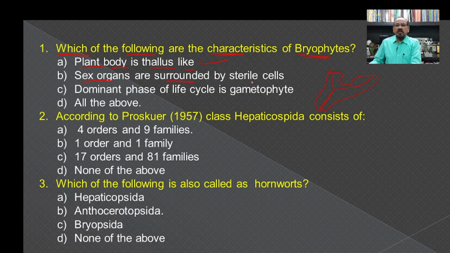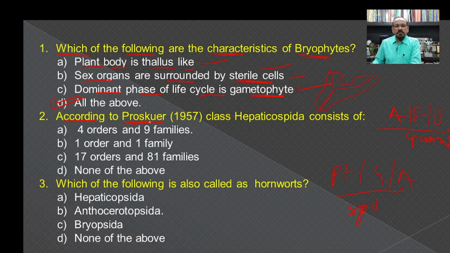Then, sex organs are surrounded by sterile cells. In the class of algae we have already seen that the sterile cells around the sex organs are absent. But in the Bryophyte there is a presence of sterile cells around the sex organs, and hence this is also a correct statement. Then, the dominant phase of the life cycle is gametophyte. In algae, fungi and Bryophyta, the dominant phase of the life cycle is the gametophyte, and in Pteridophyta, gymnosperms and angiosperms, the dominant phase is the sporophyte, and hence this statement is also correct. So all of the above is the answer for this question.